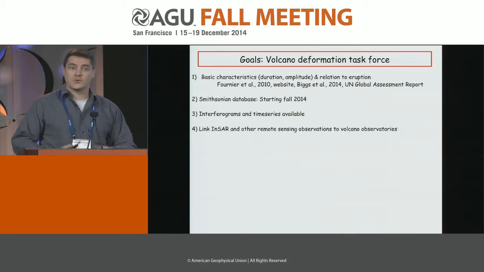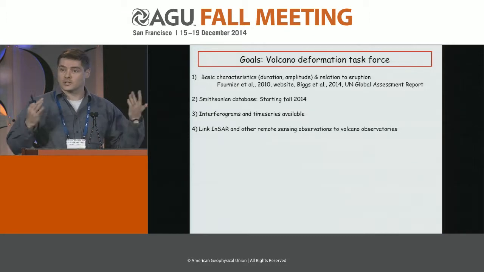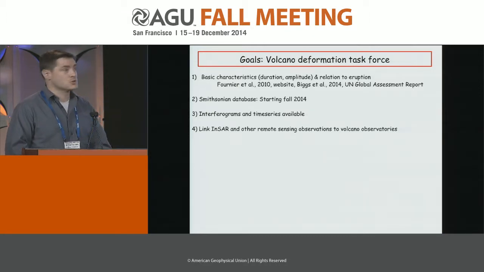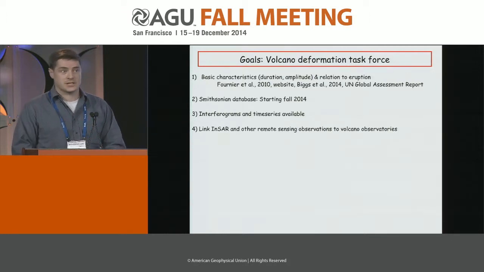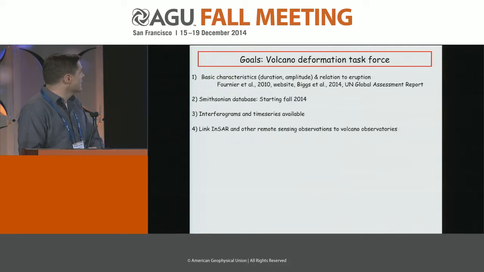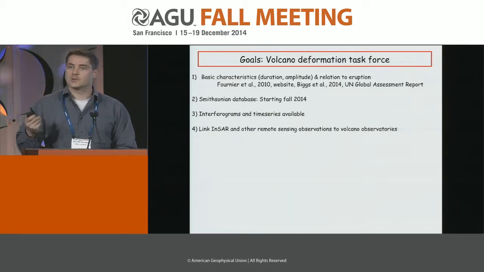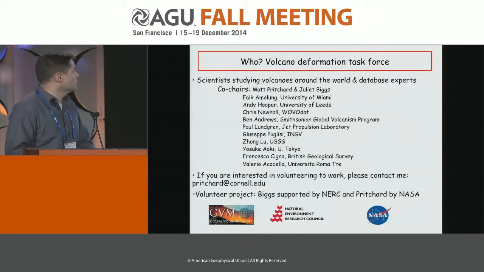Going forward, and even looking at the historical observations, a lot of volcano observatories who are responsible for monitoring these volcanoes would like to be able to have interferograms and time series to help with their hazard assessments, both looking forward and retrospectively to understand what's happened in the past. And so we need to come up with a way of doing that. And that is sort of the fourth goal, is making sure that we're linking these observations that are being made to the people who use them.